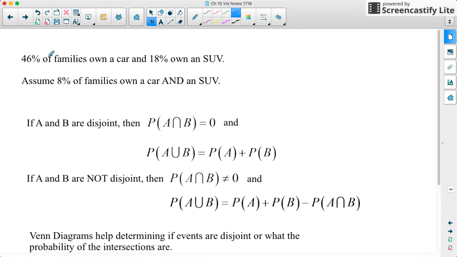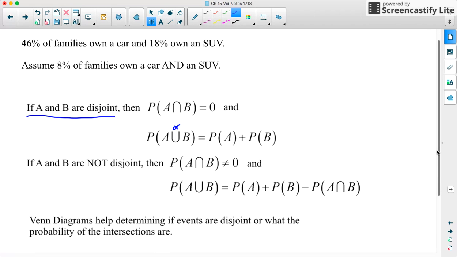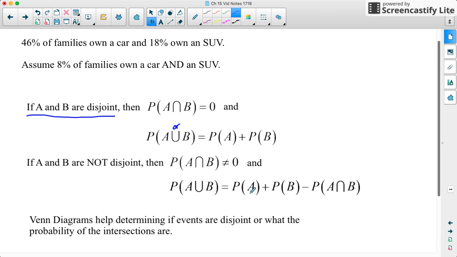Now, the nice thing is we can use some new formulas here. If you remember in chapter 14, we said if A and B are disjoint, then the probability of A or B is the probability of A plus the probability of B. But this very rarely happens. A lot of times we'll have things that are not disjoint or mutually exclusive, in which case the probability of A and B occurring at the same time, like owning a car and an SUV, is not equal to 0. If that's the case, then we're going to use this formula, which is the probability of A or B is the probability of A plus the probability of B minus the probability of both A and B occurring at the same time.